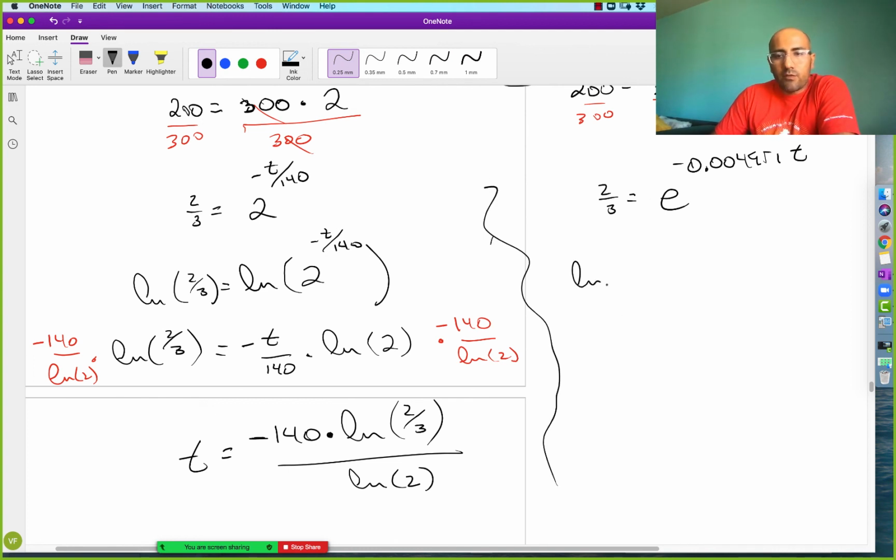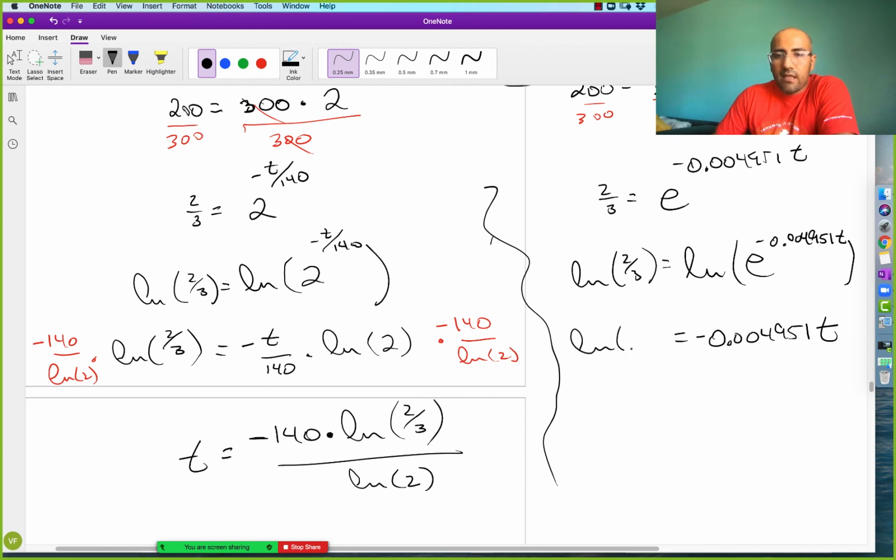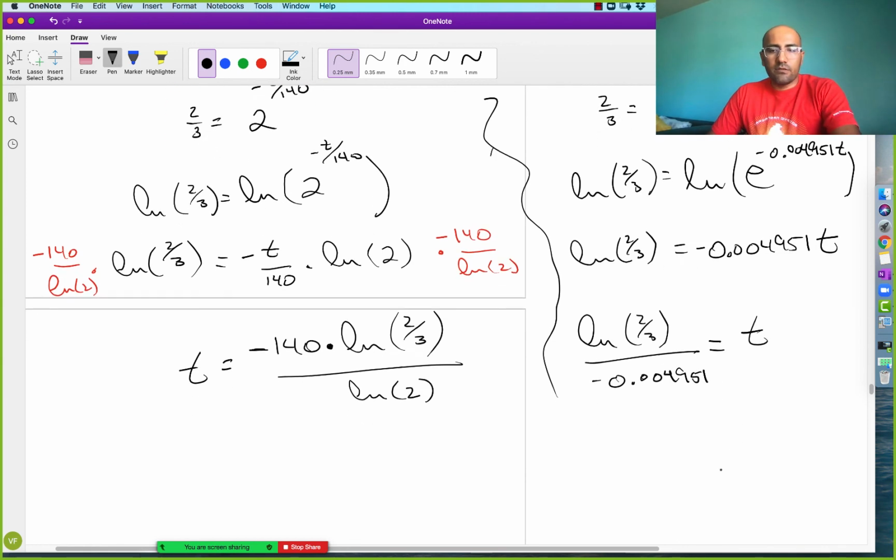We're going to apply the same thing over here. This will be ln of 2/3 equals ln of e to the negative 0.004951 t. And luckily here, these two are inverse operations, so that'll just leave me the negative 0.004951 t equals ln of 2/3. And if we divide both sides, we get that same answer right there. So ln of 2/3 divided by negative 0.004951 equals t. Good. Either way, we get the same answer.